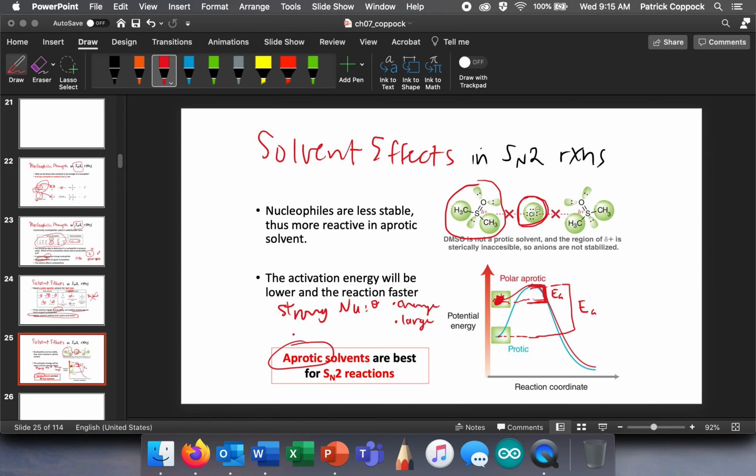Strong nucleophile, and it needs to have a good solvent, which in this case is polar aprotic, so that it doesn't stabilize the nucleophile, right? We don't want that guy stable. We want him reactive. All right, hope that's helpful.